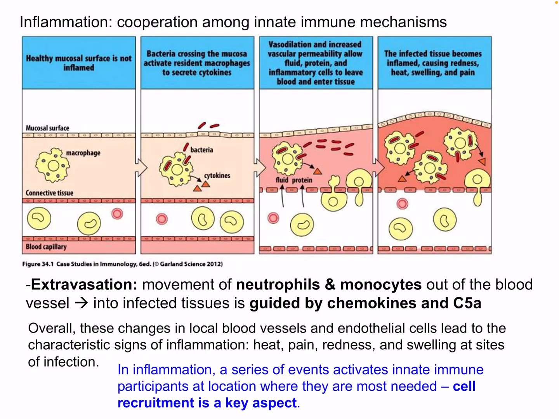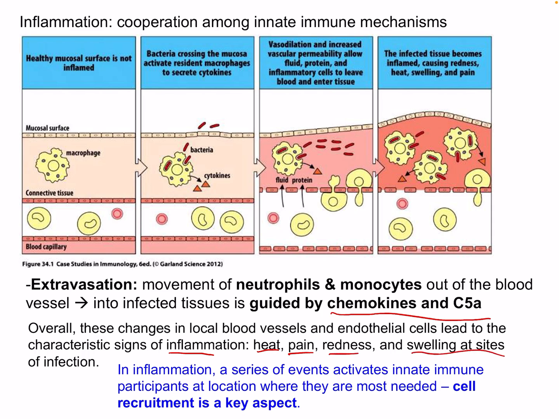So again, extravasation is the movement of neutrophils and monocytes out of the blood vessel, and they move into the infected tissues, guided by chemokines and C5a. Overall, these changes in local blood vessels and endothelial cells lead to characteristic signs of inflammation, which include heat, pain, redness, and swelling at sites of infection.